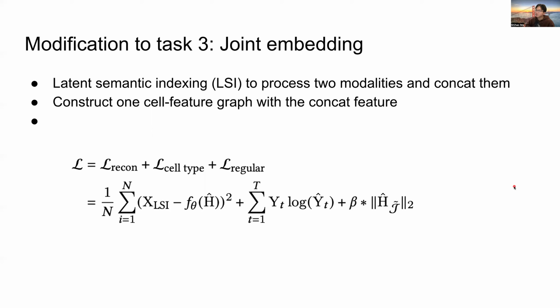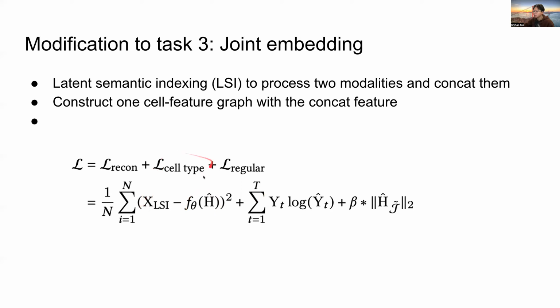And regarding the third task, which is to learn the joint embedding, they first do latent semantic indexing. Apparently, this is a dimensionality reduction way to get a lower dimensional embedding first. They use LSI to pre-process the two modalities and then concatenate them to get the cell features. Then they construct only one cell feature graph using those concatenated features, and we also get the GNN embeddings from there, right?